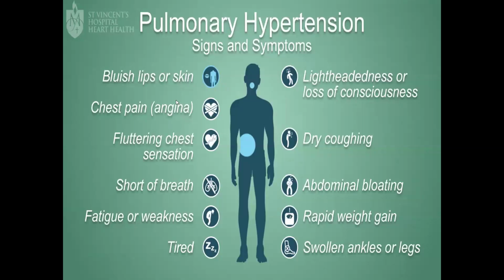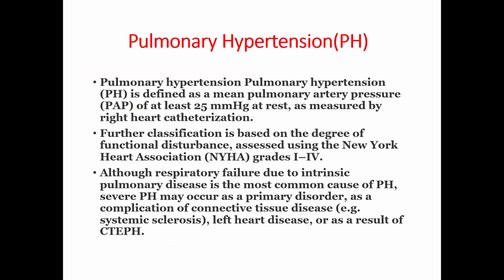Okay, we'll jump into another condition, which is pulmonary hypertension. Pulmonary hypertension, by definition, is defined as the mean pulmonary artery pressure, mean, not systolic, not diastolic, mean. Mean pulmonary artery pressure above 25, as measured by right heart catheterization. Also, you can divide it like the New York Heart Association classification from grade 1 to 4.